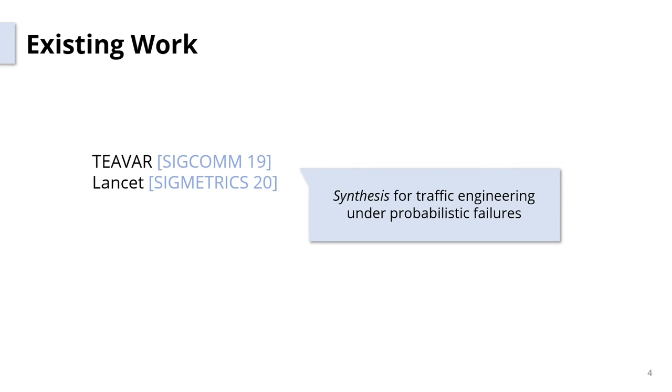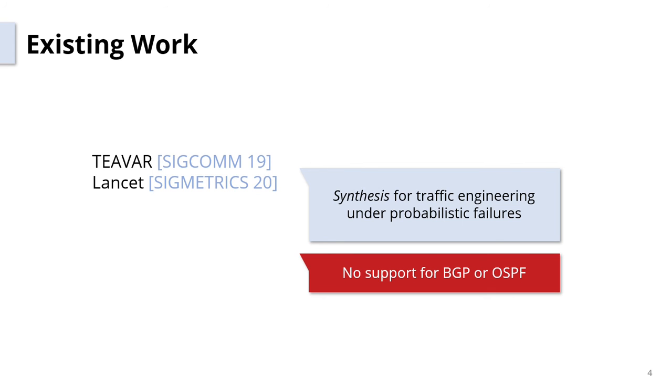There is not a lot of existing work in this area. One line of work also considers probabilistic failures but solves a synthesis problem for traffic engineering in path-based wide area network routing. These works have no support for BGP or OSPF as commonly used in ISPs.